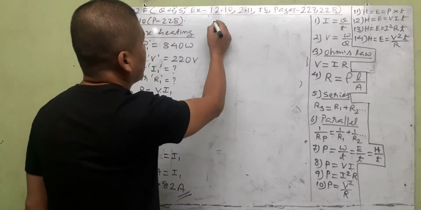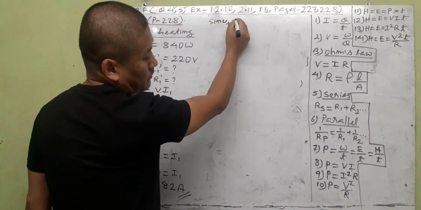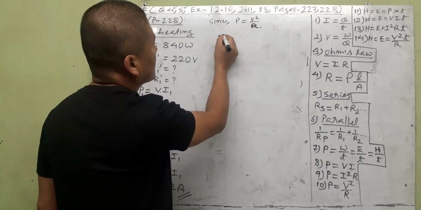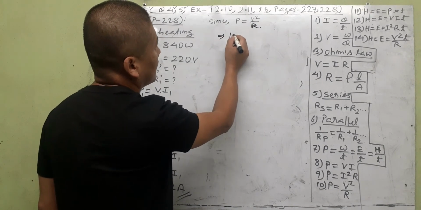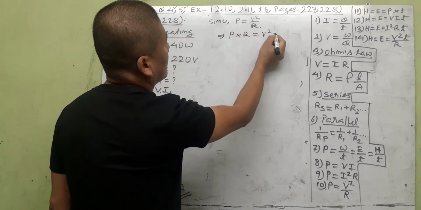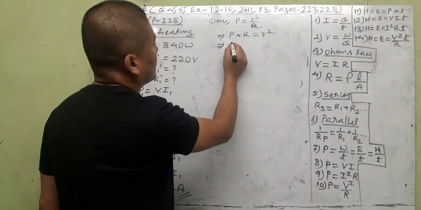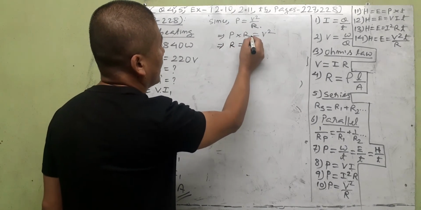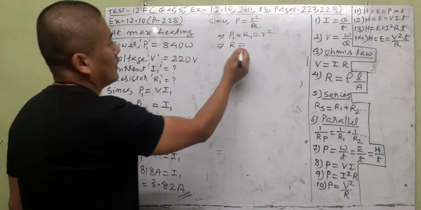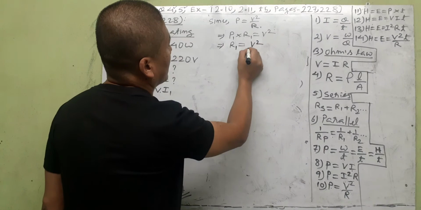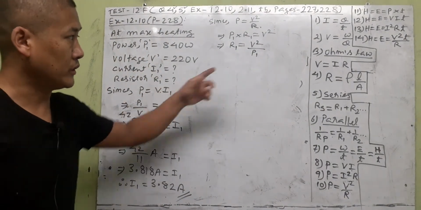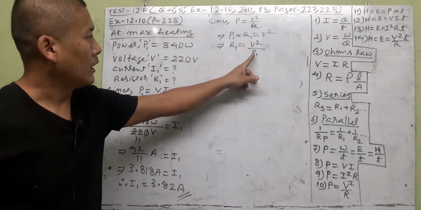So go to 10 now. Next step, P equal to V square by R. Why did we use this? Because we know P, and then this R will go up if you shift. So R1 will be V square by P1. We use this because we consciously know that V is already there, 220, and P is also there.